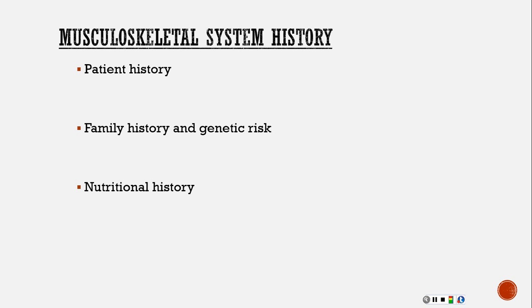Alcohol and tobacco. We'll want to know about alcohol and tobacco use. Both of these will slow muscle growth. Okay, they have that component there that you need to be aware of.